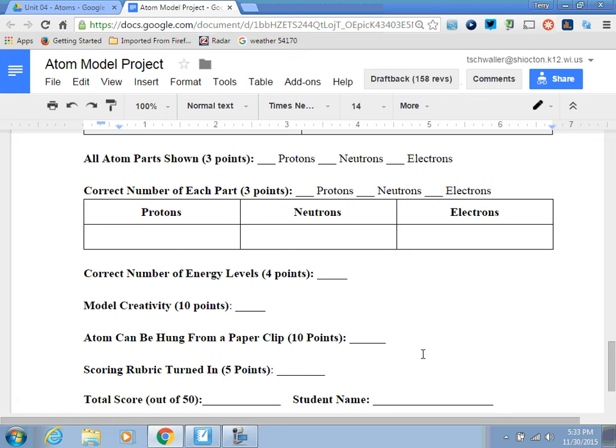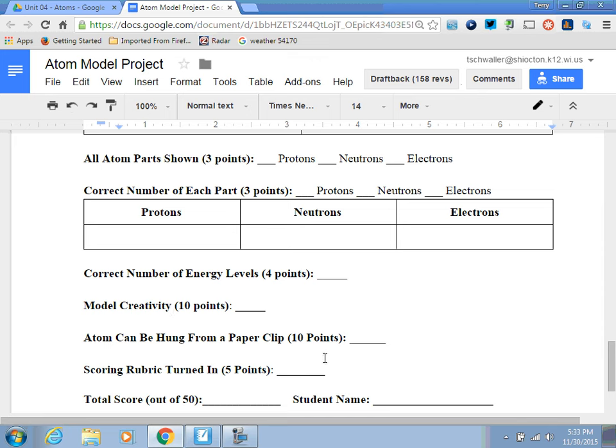Correct number of energy levels, that's 4 points. Again, that's something we'll talk about moving forward. Model creativity. Is it a really cool looking atom model? Did you use interesting things? Does it look nice? That's worth 10 points.